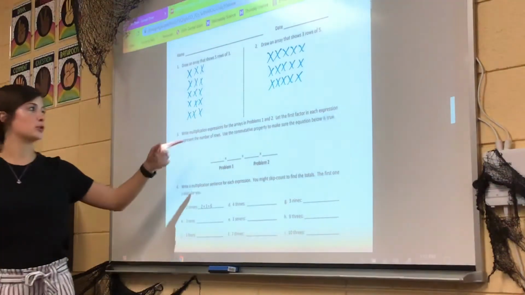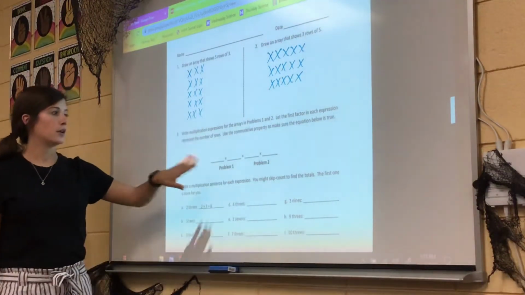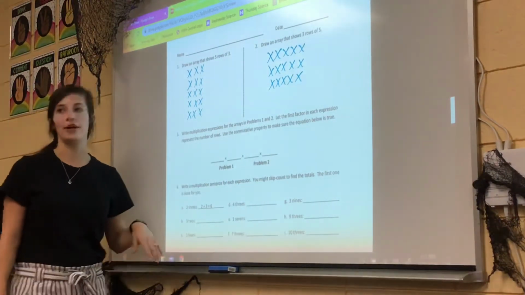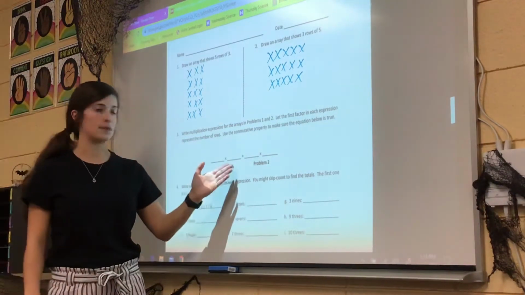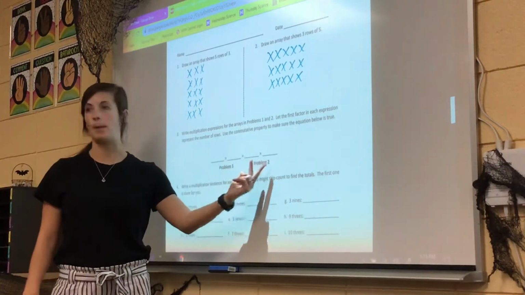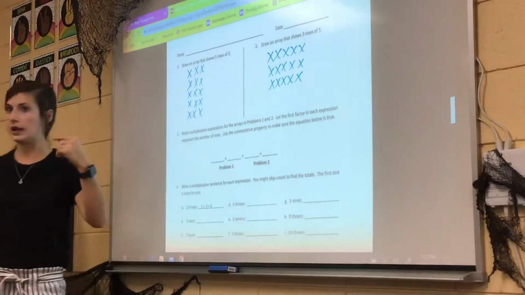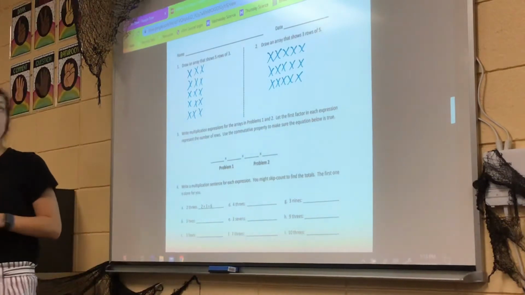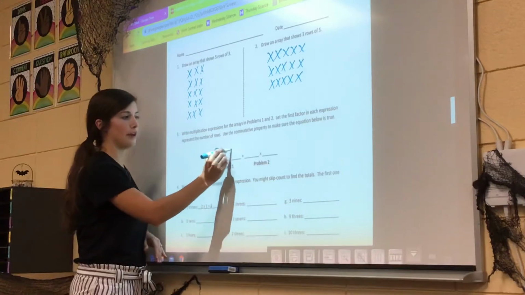So, number 3 says write a multiplication expression for the arrays in problems 1 and 2 and use the commutative property to make sure the equation below is true. Okay? So, something times something equals something times something. So our multiplication problems are going to be exact opposites, just like our arrays were. So who knows what our first multiplication problem will look like? Lawrence? 5 times 3, because we have 5 rows of 3.